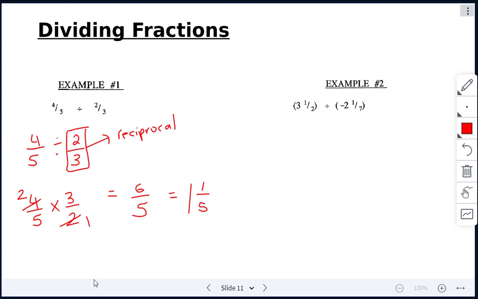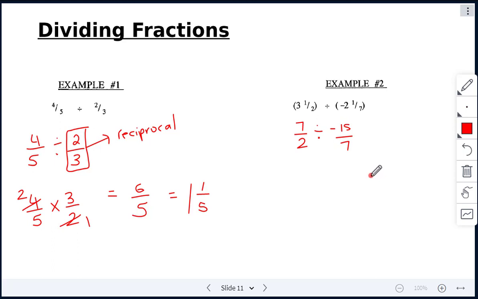So in example 2, we have mixed fractions for both. So we're going to change those to improper fractions and then continue with our rules for division. So 3 times 2 is 6, plus 1 is 7. So that is 7 over 2, and it's being divided by here, negative 2 times 7 is 14, plus 1. So it's negative 15 over 7. So that's what it looks like written improper.